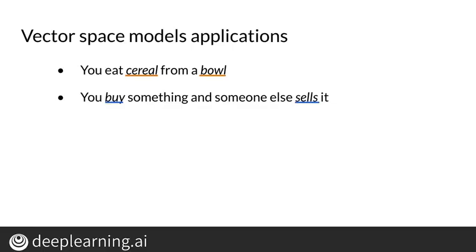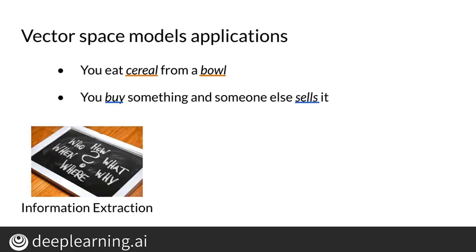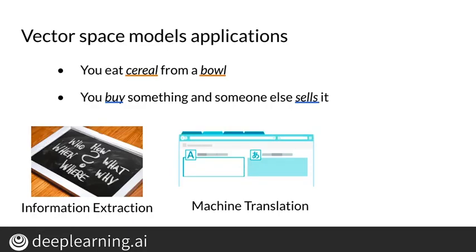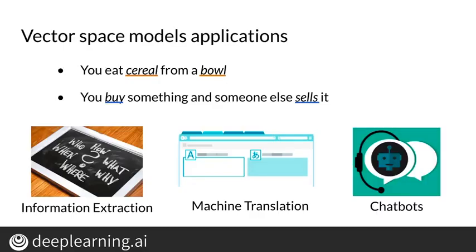With vector space models, you will be able to capture this and many other types of relationships among different sets of words. Vector space models are used in information extraction to answer questions in the style of who, what, where, how, and so on. In machine translation and in chatbots programming. They're also used in many other applications.